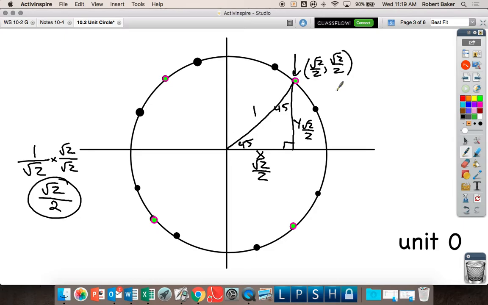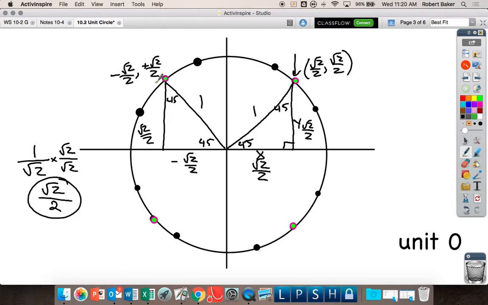If I draw a triangle this direction, it's still a 45-45-90. The hypotenuse is still 1. Is that going to change the side lengths? So this is still the square root of 2 over 2. But instead of going right the square root of 2 over 2, you have to go left. So this coordinate location would be negative square root of 2 over 2, comma, positive square root of 2 over 2. And that makes sense because that's quadrant number 2, and all points in quadrant number 2 are negative, positive.